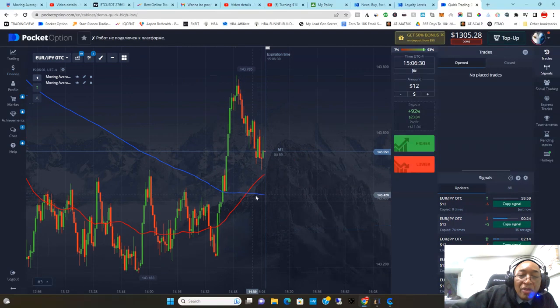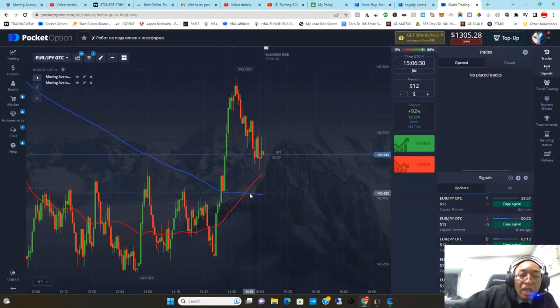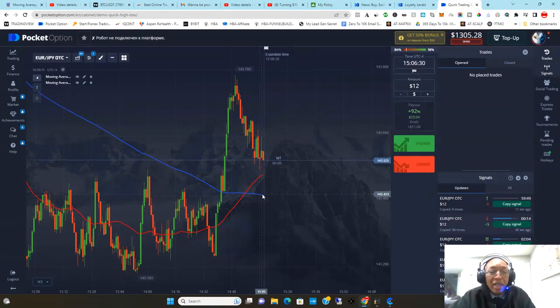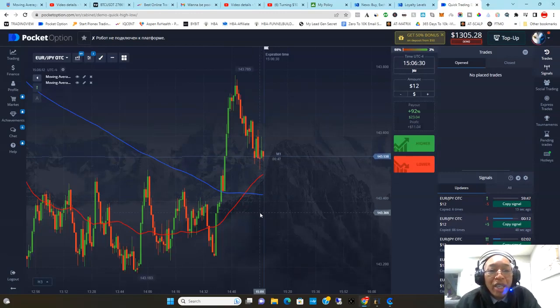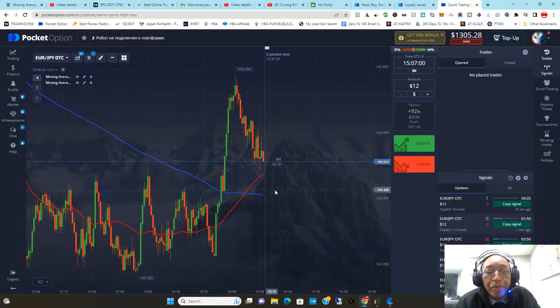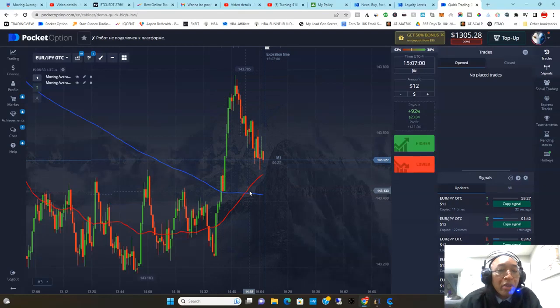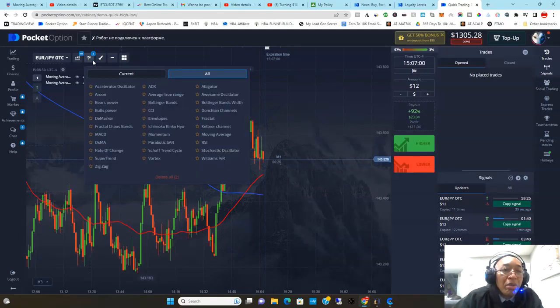Okay, you can see here they have crossed, and the moving average 200, the red one, is above the blue. It's indicating that the market is going down, and you can see that it's actually going down. Okay, so right here we could use this as our support. We're going to put our line here. We can put a support line there.